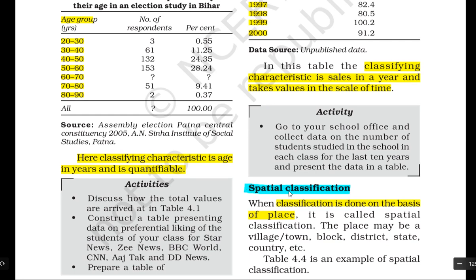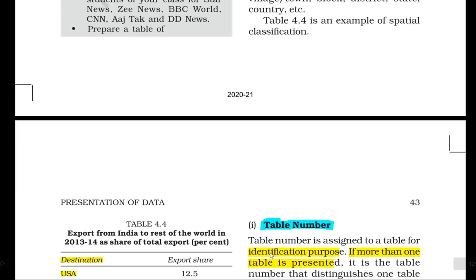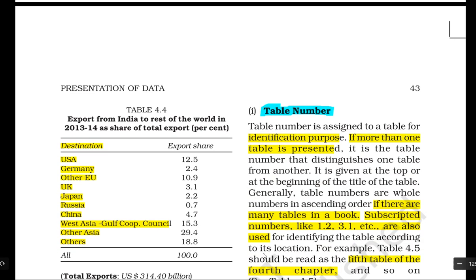Now let us see spatial classification. Spatial means related to space or any place. Classification is done on the basis of places. It is based on the space or place the data belongs to. A place may be a village or a town, a block, a district, a state, a country, anything. Here the classes are made on the basis of their location.